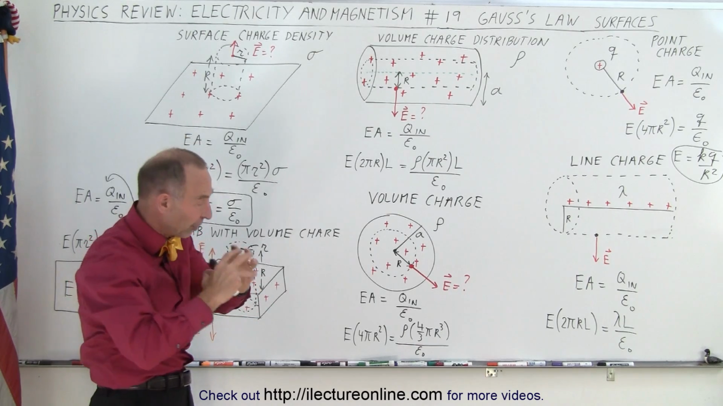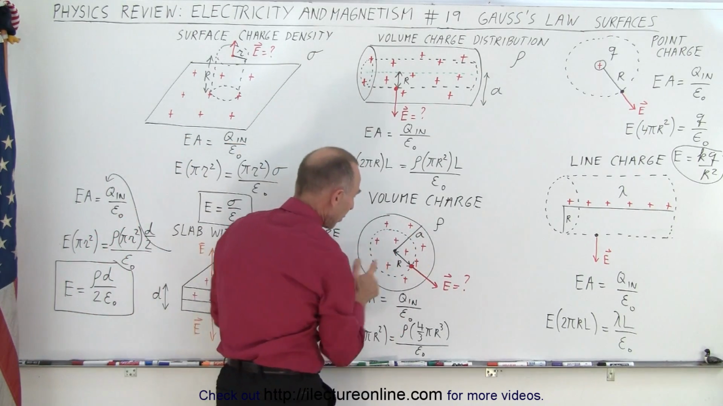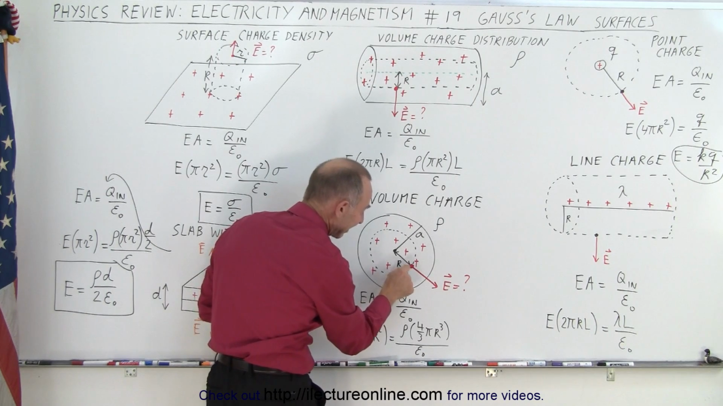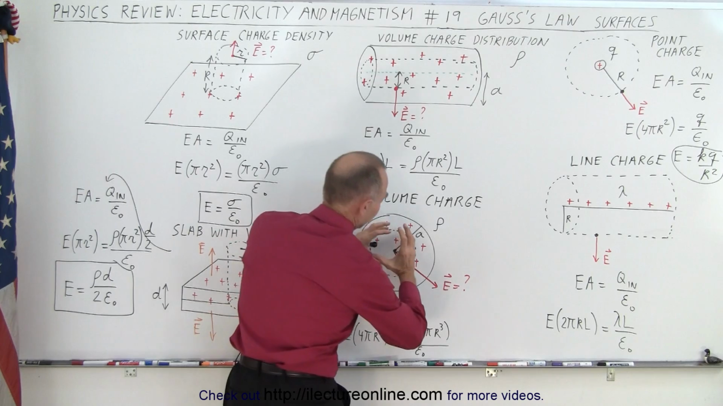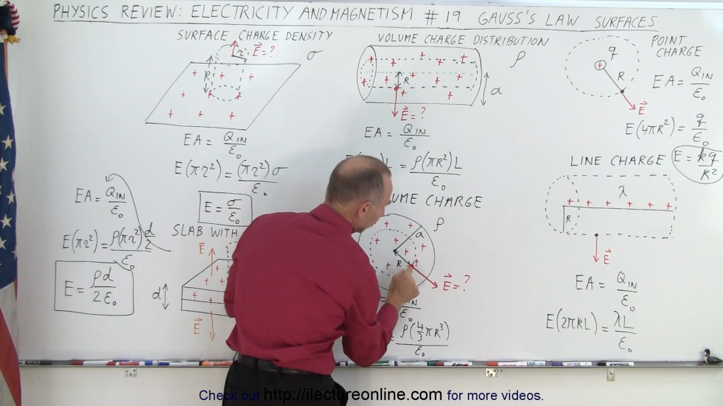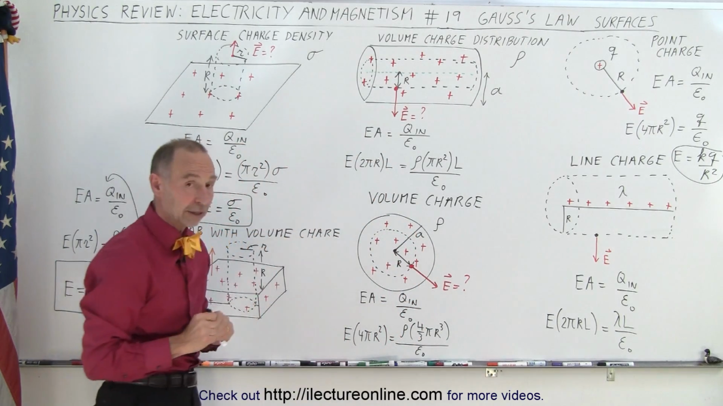If we have a spherical charge distribution, but we want to know the electric field somewhere inside that spherical distribution, then what we need to do is draw a Gaussian surface so that the side of the Gaussian surface is right where we want to know the strength of the electric field.